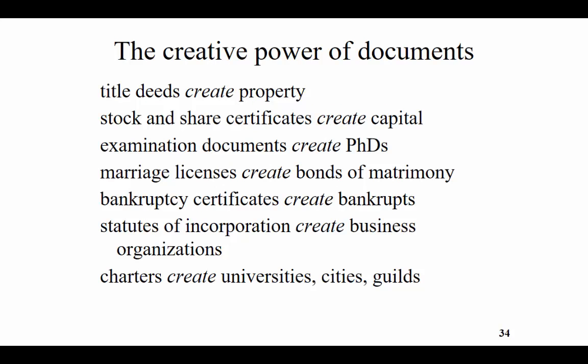All right, so now we come back to the De Soto thesis. De Soto was particularly interested in the way in which title deeds for land or for buildings create property. So if you squat on a piece of land, you don't have property. You have control, you have power over the land to some degree, but you don't have property. To have property, you need something like title deeds. You need a record, you need documentation. Then stocks create capital, examination documents create PhDs, marriage licenses create bonds of matrimony, and so on. So all of these are ways in which documents create institutions. But we're talking now about document systems. The institutions are products of the representations, the records created by the documents in the document systems.